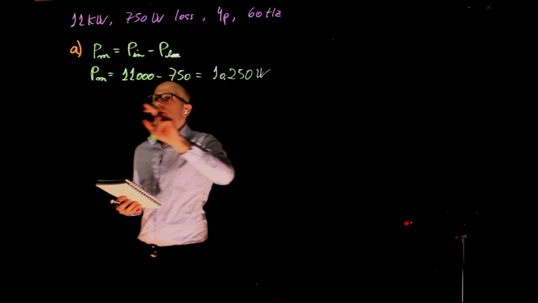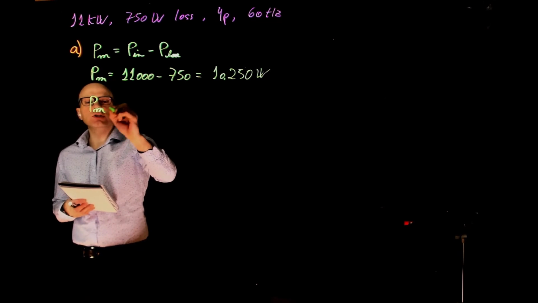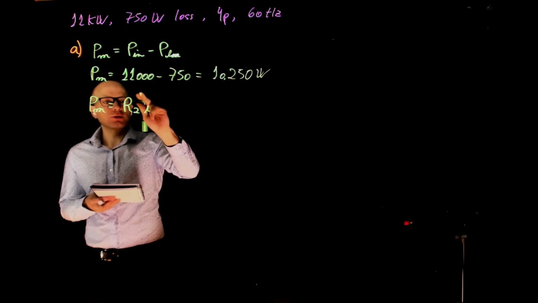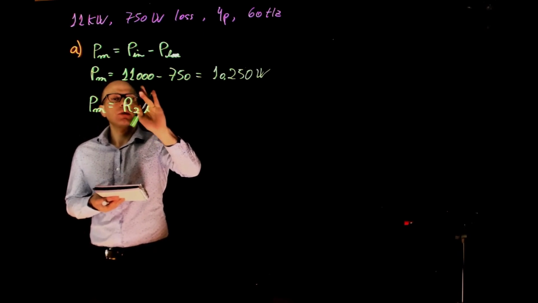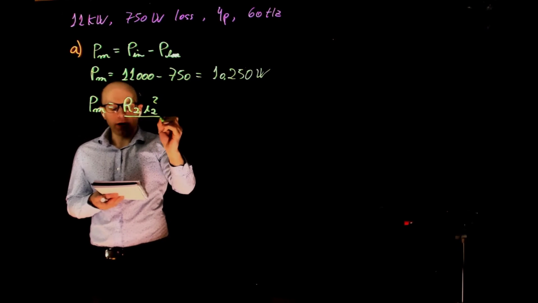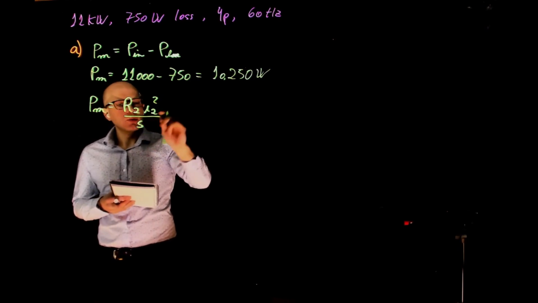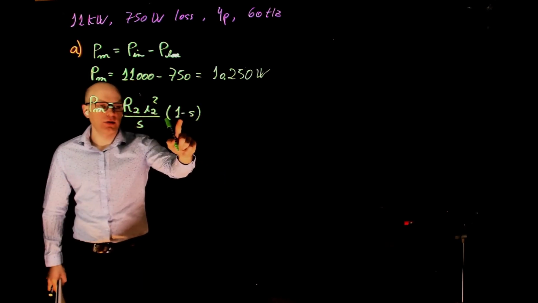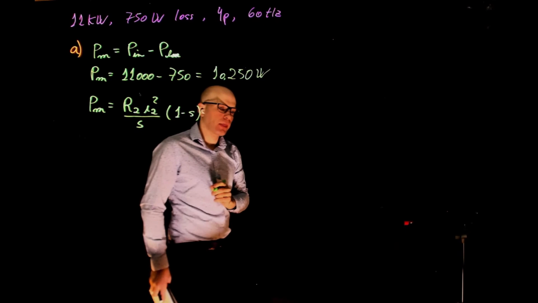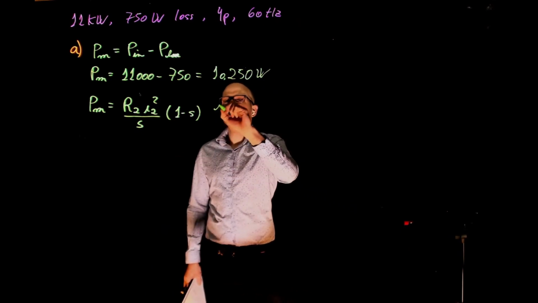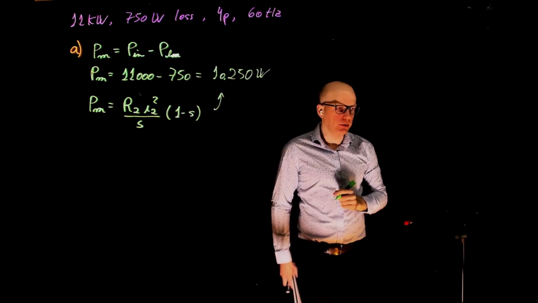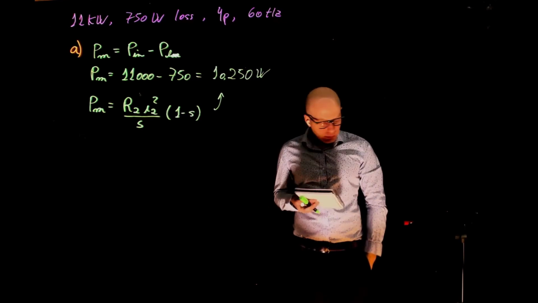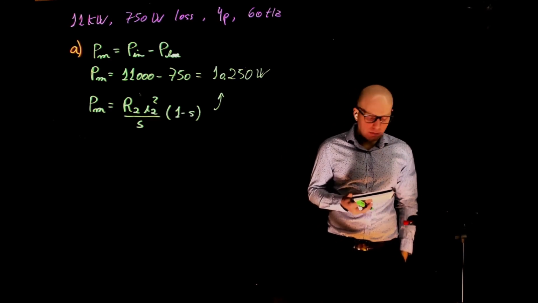Okay, what is this power? Just to go back to our definition, this power would be what we called R2 prime times I2 squared divided by S, which would be the air gap power times 1 minus S. This is now the power that is converted into that amount of mechanical power. Okay, easy.